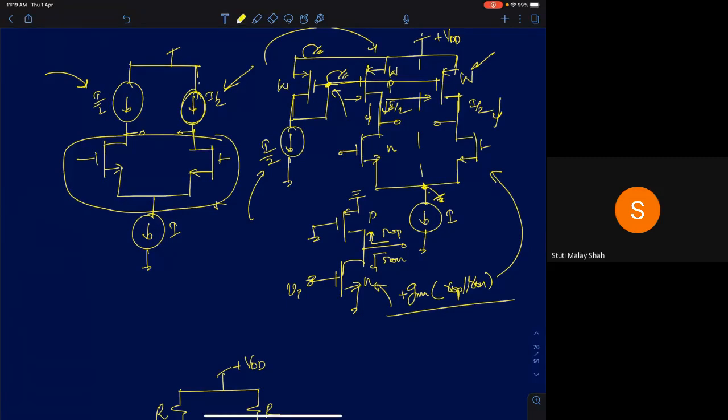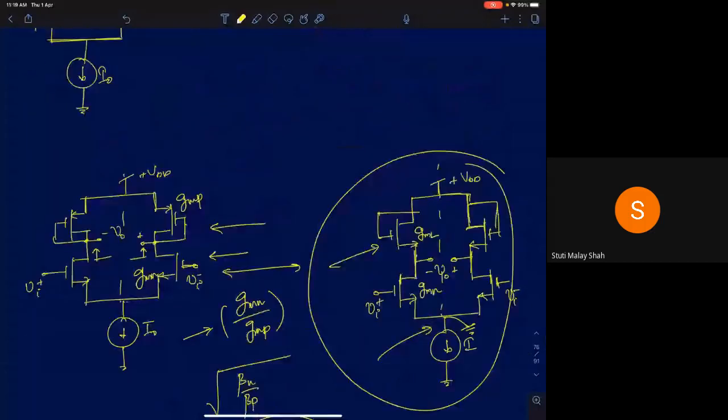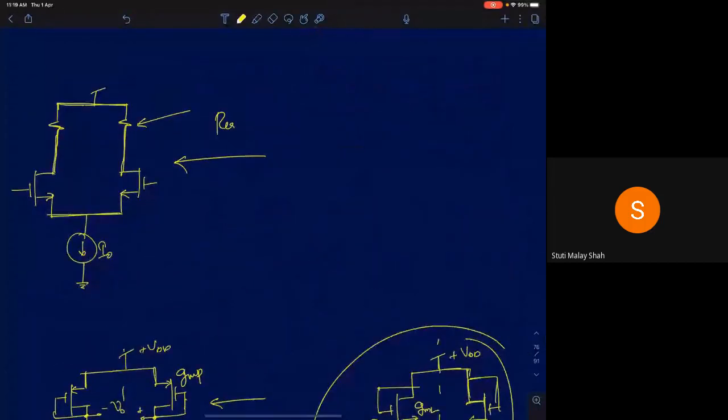Okay, so far we have seen three different ways of building a differential pair with different loads. The input pair was always an NMOS input pair, but the loads I kept changing. The first load we discussed was a resistive load. So this is a pure resistive load. You connect two resistors, you get the pure resistive load.